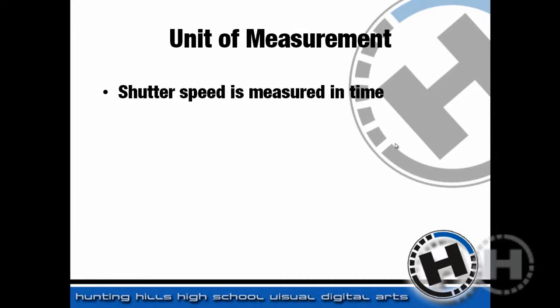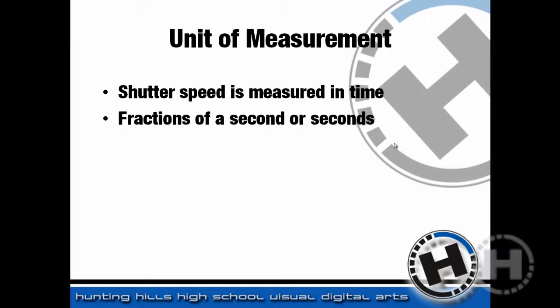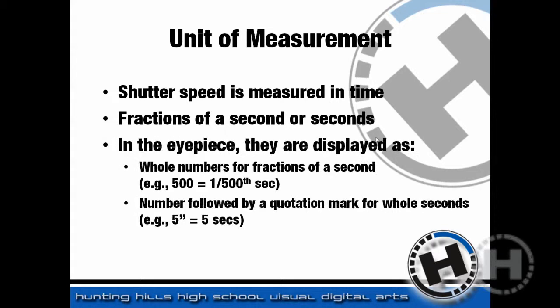The one thing we need to know with shutter speed is that the unit of measurement is time. Everything is measured and referred to in time. Generally speaking, you're going to be shooting with fractions of a second more than whole seconds, but there are times and assignments where you will be expected to shoot with whole seconds. Now, what we need to understand is how these are displayed on the back of your camera. Fractions of a second are displayed as fractions, and whole numbers are displayed with quotation marks. We'll get to that in a second.